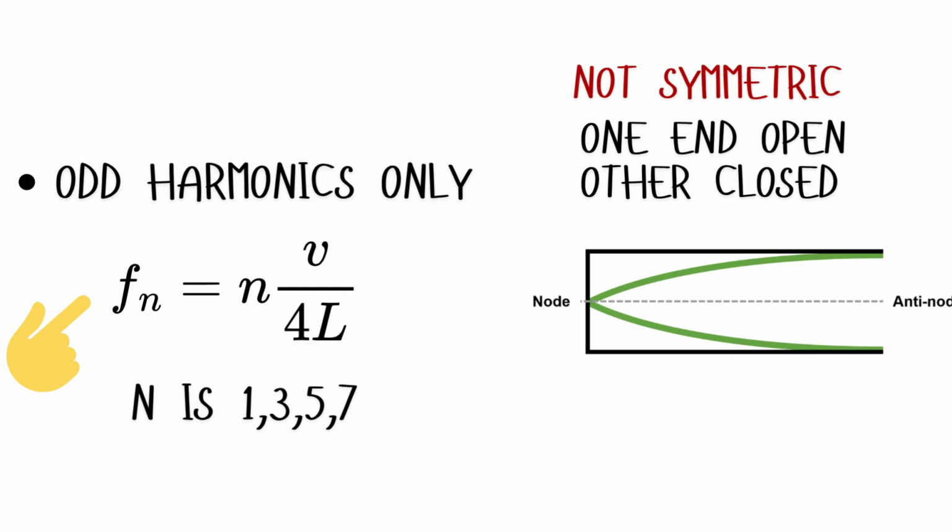The equation is nv over 4L. Note that it's not 2L, it's 4L. And n can only be an odd number, meaning n stands for the odd harmonics. You can have the first, third, fifth, seventh, and so on. This is half of the battle.